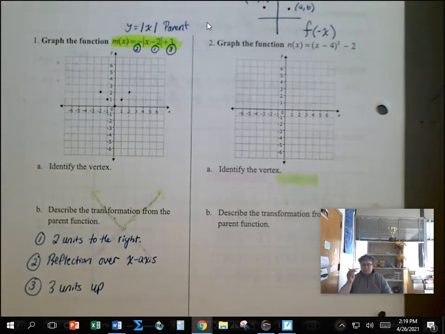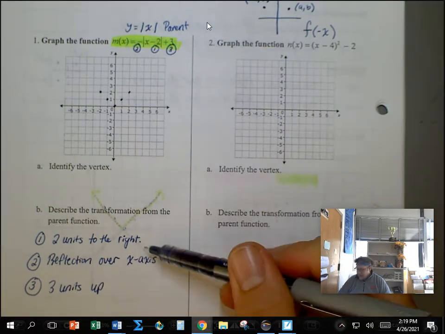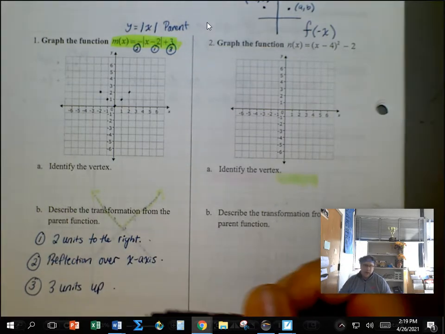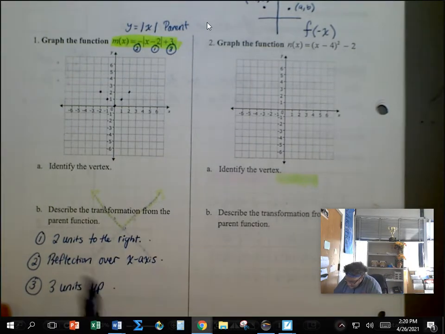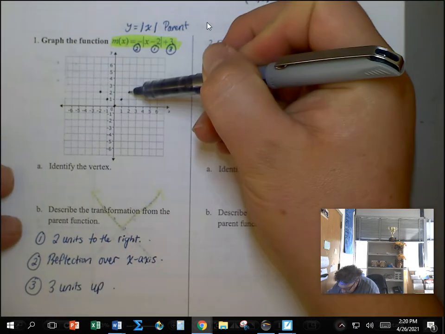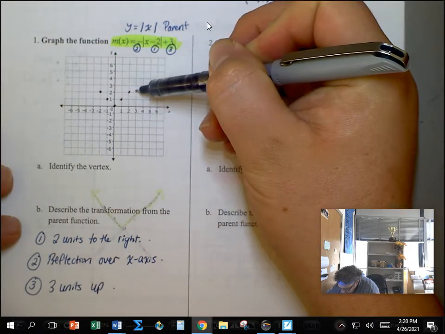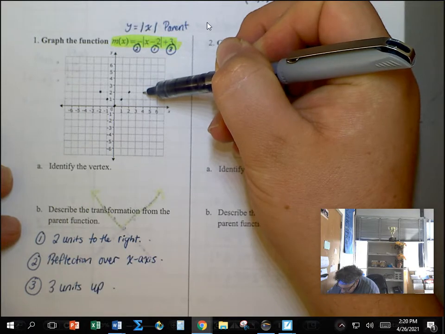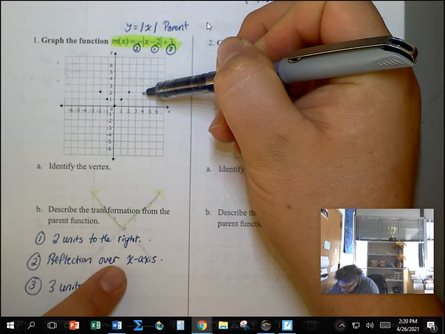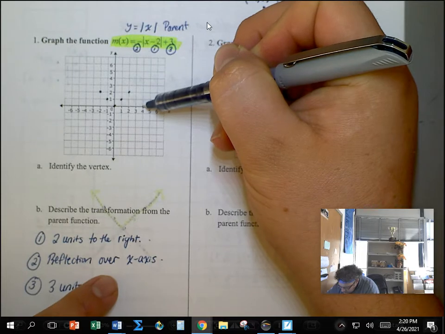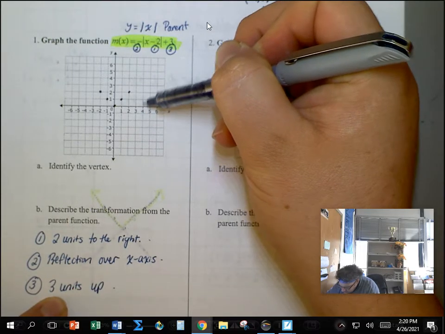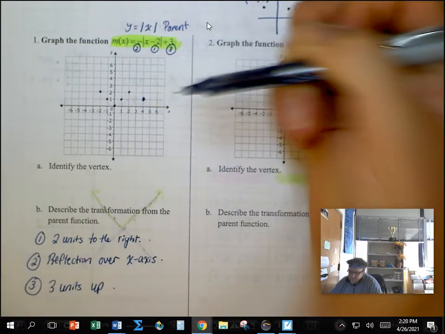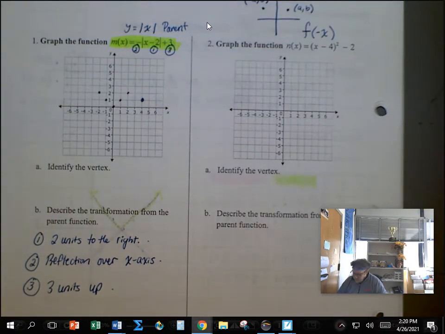So let's actually use our pen or pencil. We're going to trace around these points and we're going to execute 1, 2, 3. And wherever the point falls, that's where we're going to drop it. So I've got 2 units to the right. That means I'm going to move this one, 1, 2 units to the right. Then I'm going to reflect it over the x-axis. So 1, 2. And then I'm going to go up 3 units, 1, 2, 3. So that's the first point.